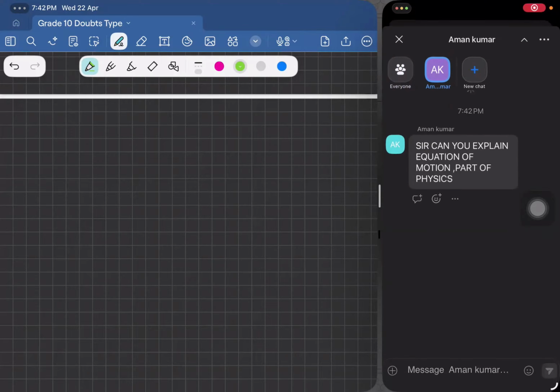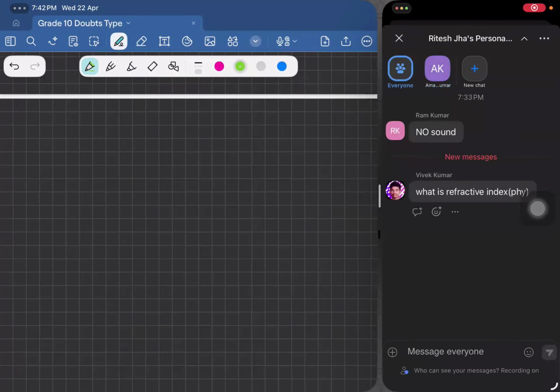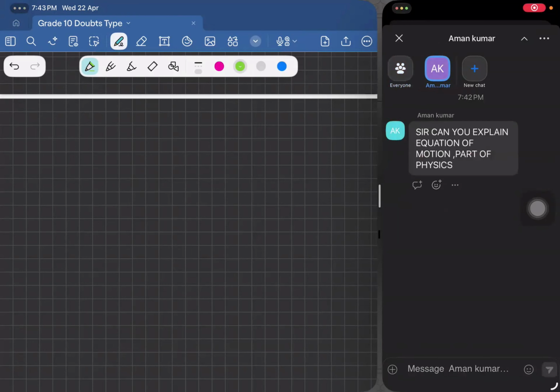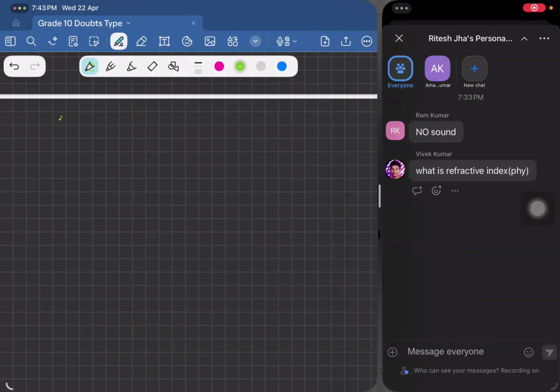All right, so I'm having the very first doubt over here. Sir, can you explain the equation of motion, which is part of physics? Okay, look. First of all, I'm taking Aman Kumar. Also please, the messages that you're sending should go to everyone, so that everyone is able to see your message. The very first message that I got was from Aman Kumar, and that was for the equation of motion. So I'll show you how to go about the equation of motion.